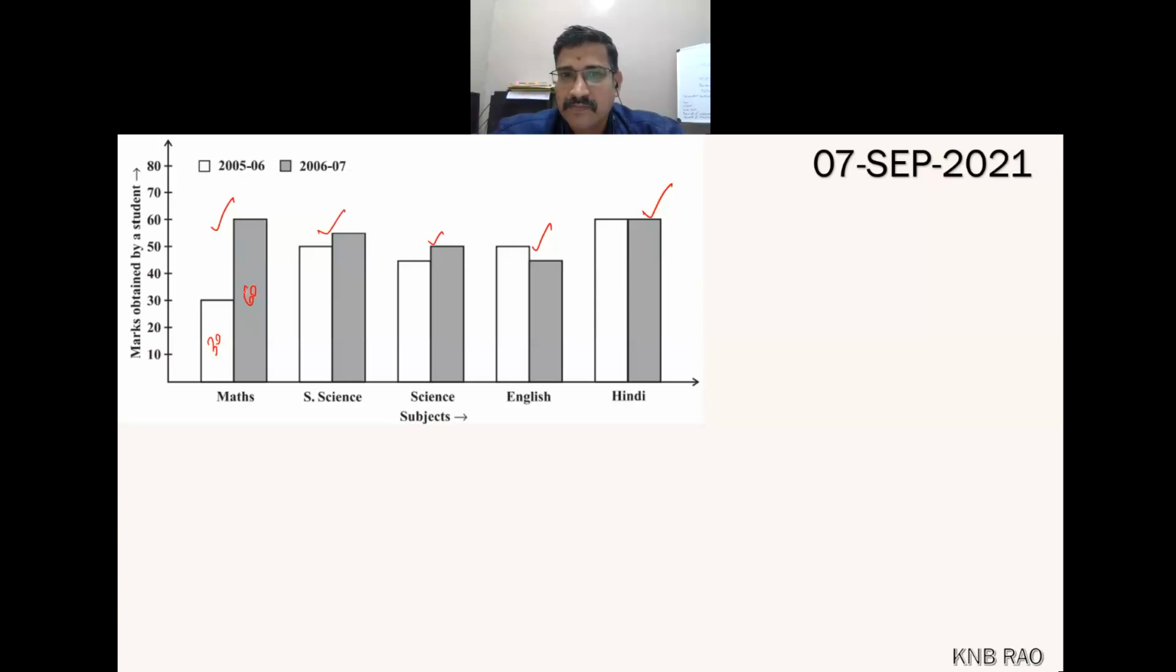Obviously, this is how you compare, right? This is a double comparison. Something like a double bar graph helps you in comparing data. Have you understood?